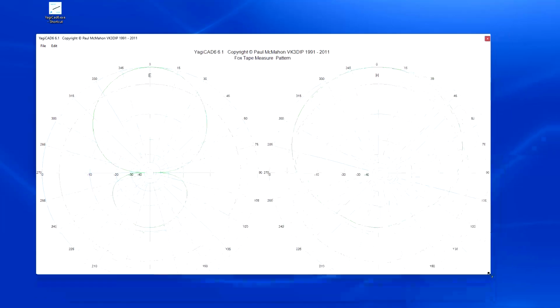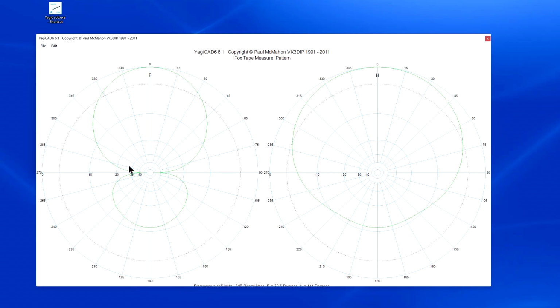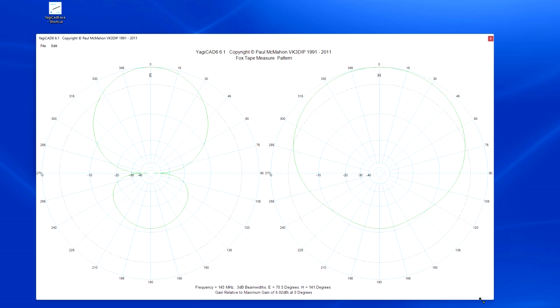I'll drag this out where it's a little easier to see. So here's the pattern. You can see down here at 145 megahertz, we've got a 3 dB beam width of 70.5 degrees. So drop back 3 dB, and what you have is a 70.5 degree sweep. You can see the back end of the antenna, the front to back ratio is full reception. You can see the drop in the front to back. You can see the horizontal pattern. So it looks to have a maximum gain of 6.02 at 0 degrees. So this is what we end up with, the tape measure Yagi.